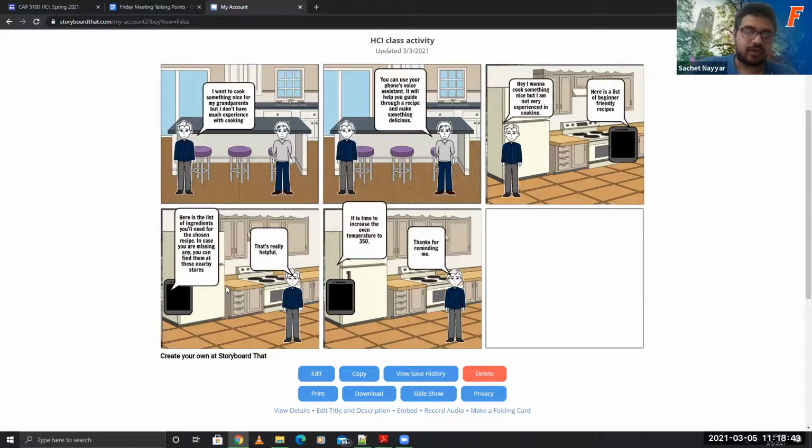Moving on from there, we shift the focus on to G4, where the application also suggests that here's the list of ingredients you'll need for the recipe you've chosen. In case you're missing any of these ingredients because the app doesn't know if the user has everything at home, you can find them at a nearby grocery store. So it's providing context relevant clues. Finally, it's focusing on G3 in that it's giving timely reminders to the user. Hey, maybe it's time to increase the temperature. It's time to remove stuff from the fridge so that it can periodically keep nudging the user in the right direction.